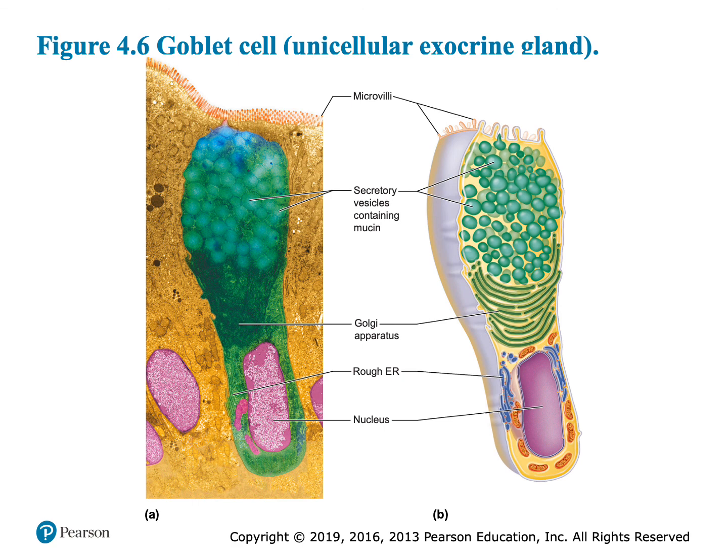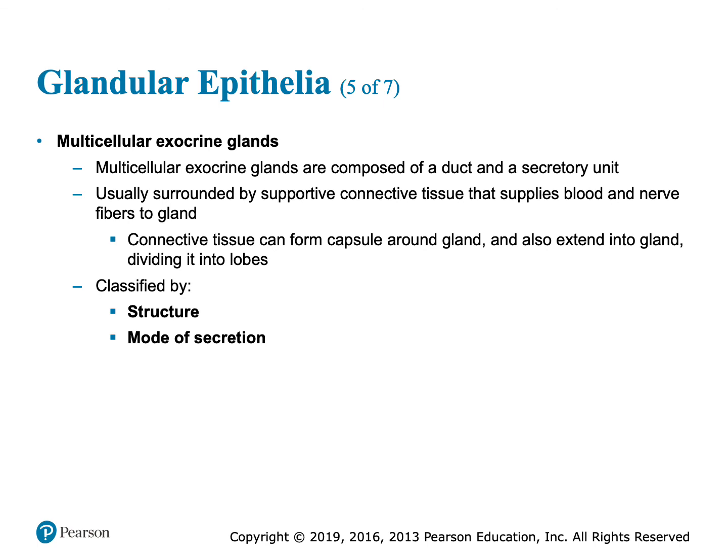Cool electron microscope picture of a goblet cell. Notice that because it's electron microscopy, you can see these details. You can see the rough ER right in here, these little lines. The Golgi body is going to be packaging up right in here. All these little vesicles are full of mucus. And then it's going to come out to the apical surface right here. So they have different structures and they have different ways that they secrete.